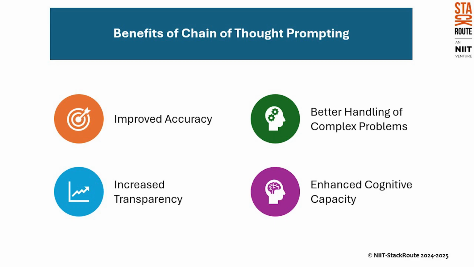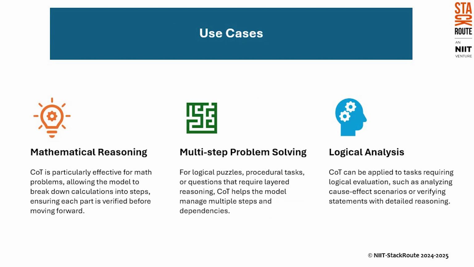Increased transparency. When the model's reasoning is laid out step by step, its thought process becomes clear, which makes it easier to evaluate and refine for accuracy. Enhanced cognitive capacity. By breaking tasks into manageable steps, CoT taps into the model's potential to handle more complex, multi-step reasoning. So, where can CoT prompting be especially useful? Let's look at a few use cases.